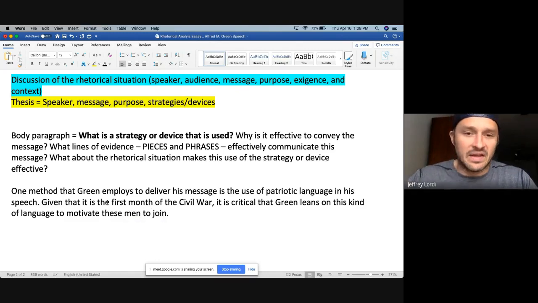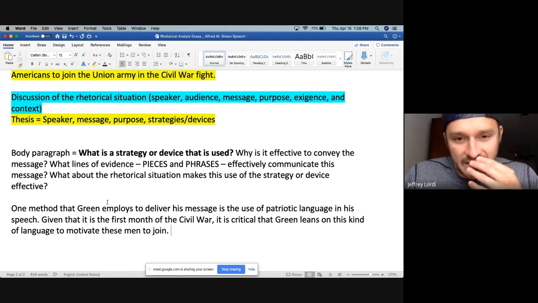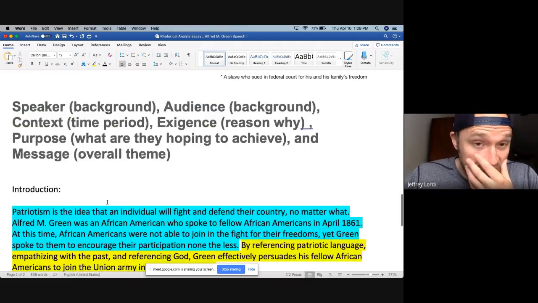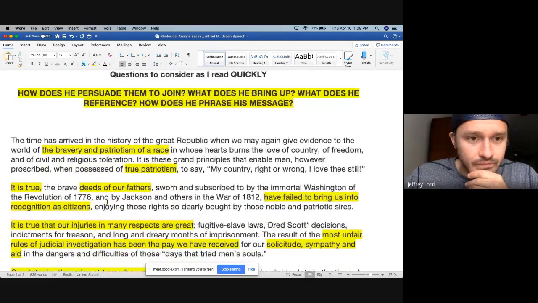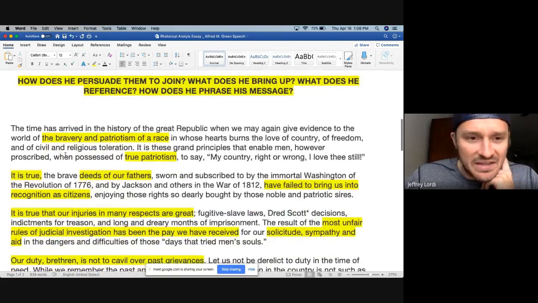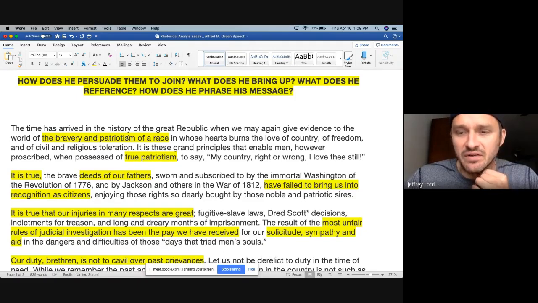Right. And then I'm going to explain, well, why is that critical? So I'm going to get into some pieces of evidence here. So I'm going back to some patriotic language. And there are some key words in the first one here, where he's talking about the time has arrived in the history of the Great Republic when we may again give evidence to the world of the bravery and patriotism of a race in whose hearts burns for the love of country, freedom, and of civil and religious toleration.